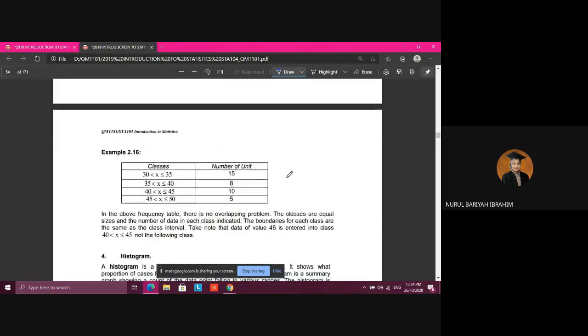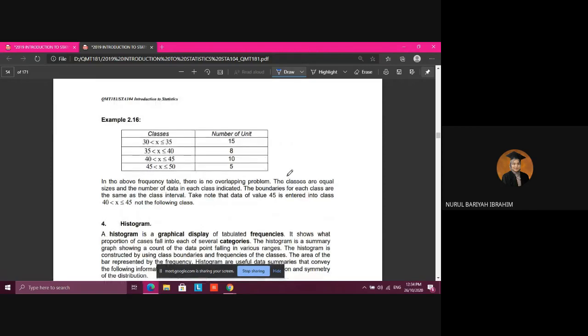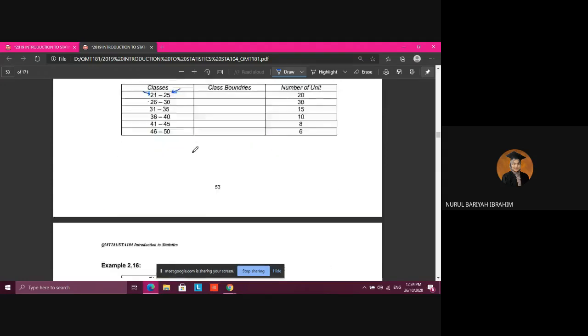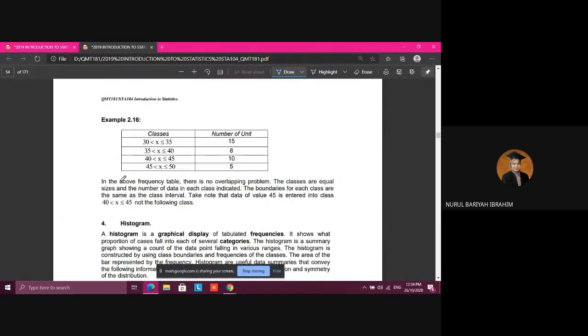And then this is another example of the frequency distribution. If you look, its classes are different. It can also be written in this form. No problem. This way is fine, this way is also fine. Okay, in the above frequency table, there is no overlapping problem. The classes are equal sizes and the number of data in each class is indicated. The boundaries for each class are the same as the class interval. Take note of that.